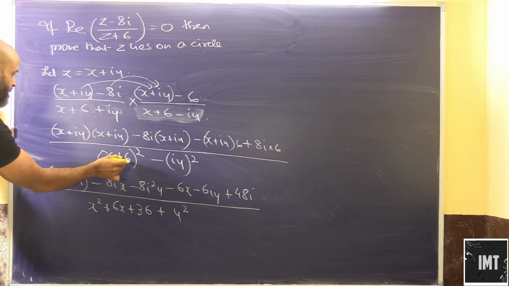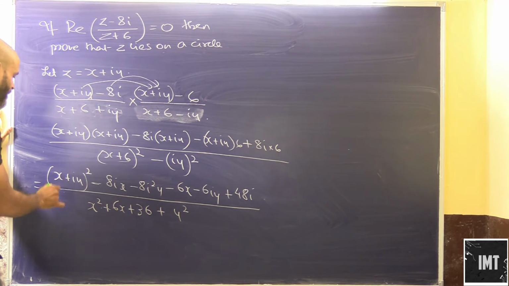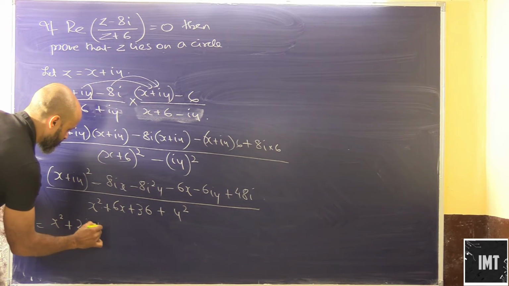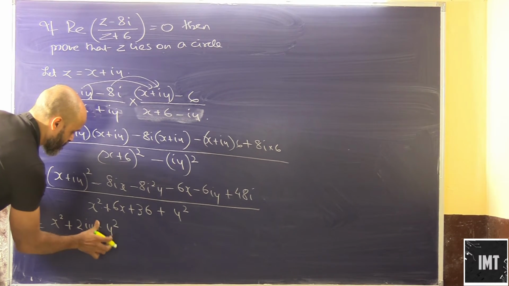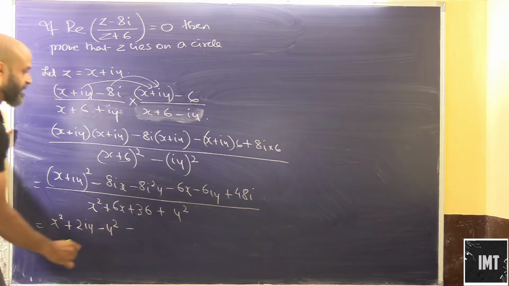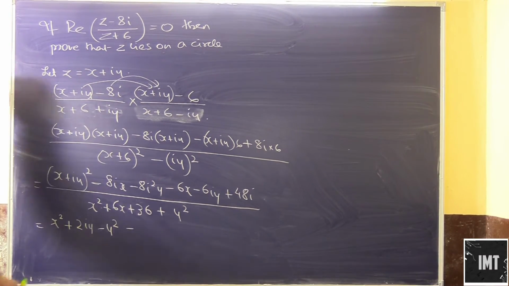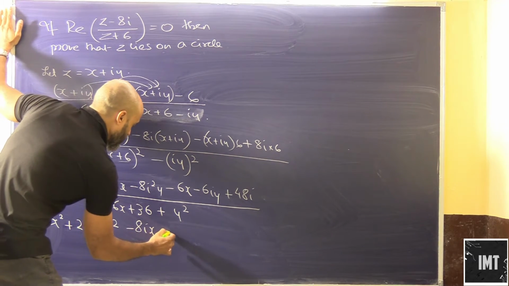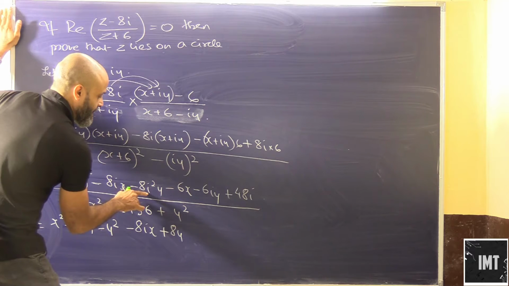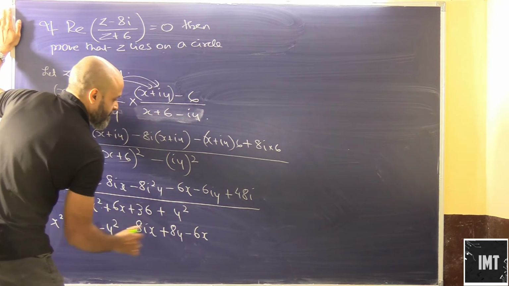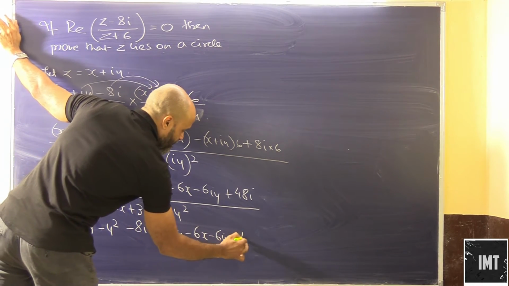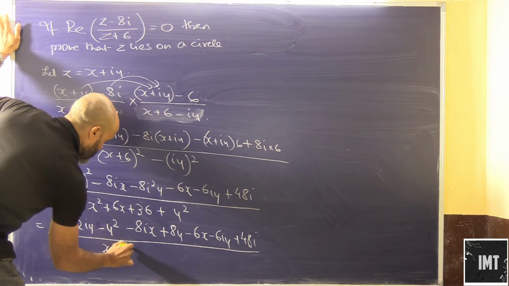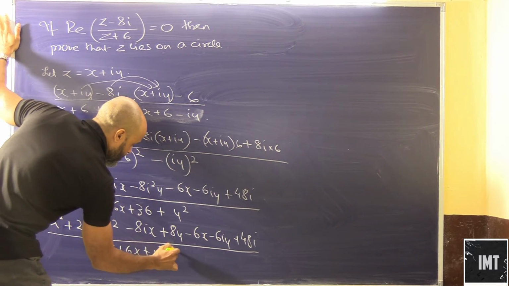So what do we have here? Obviously x plus 6 whole square. So here we have x square plus 2iy plus i square y square, which means minus y square. Okay, minus 8ix, so this will be 8ix plus 8y, because this will be minus 1, minus 6x minus 6iy plus 48i upon x square plus 6x plus y square plus 36.